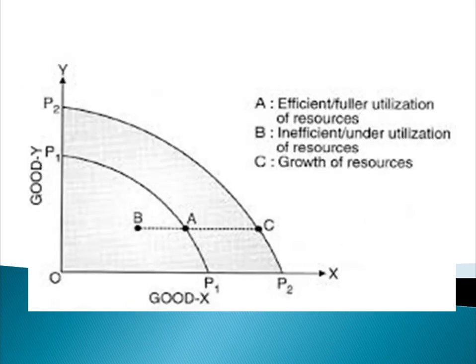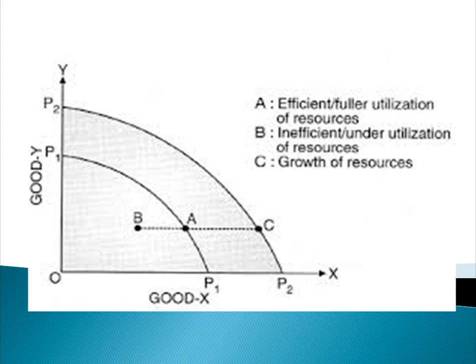Now we will see how the curve can shift. First of all, we can see there are 3 points. Point A, which is on the production possibility curve, point B, which is under the production possibility curve, and point C, which is beyond, which is going to shift the production possibility curve from P1 to P2. Now we will see what the reasons can be. If an economy is producing at point A, it means this is the efficient use of the resources, full utilization of the resources.